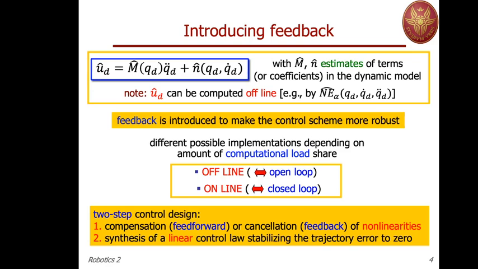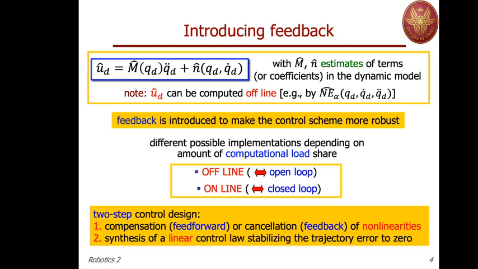combination of these two actions, the second step in the control design is usually made on the linear side of the problem. So if we have canceled all nonlinearities, the resulting system may look like or behave like a fully linear system. And on the linear system, we know a huge variety of control design methods that allow us to stabilize the trajectory error to zero, which is our final target. We can have asymptotic stability, local, global, and eventually may also reach exponential stability.